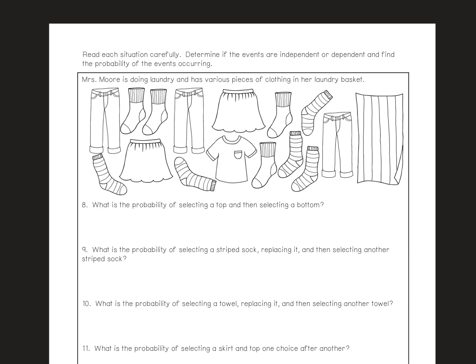Mrs. Moore's doing laundry, has various pieces of clothing in her laundry basket. This is before dividing it out and separating socks and pairing them off. So let's see. How many items do we have? 1, 2, 3, 4, 5, 6, 7, 8, 9, 10, 11, 12, 13, 14, 15, and 16. All together to start, there's 16.